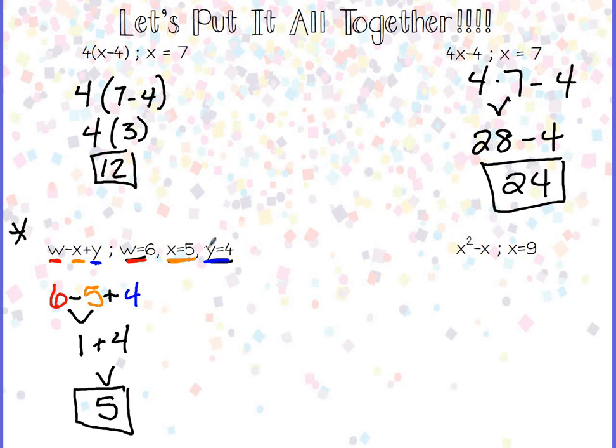Now, if I would have substituted incorrectly and put the 6 in for the x and the 5 in for the w, it would have completely changed my outcome.